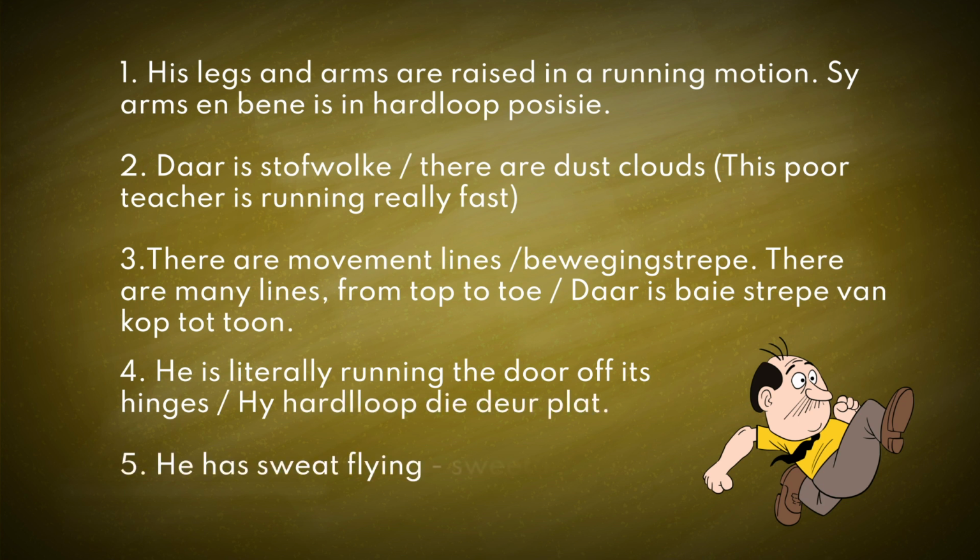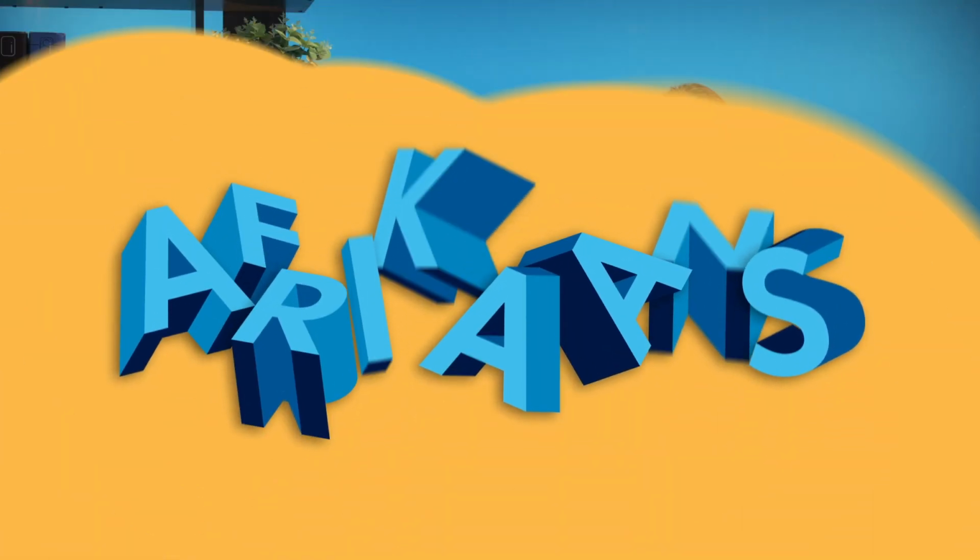Lastly, he has sweat flying, sweatdruppels wat vlieg. If the cartoonist used sounds in this cartoon, like swish or voom, they would have added klank na botsing. If we put all these elements together, which we do in a split second in our minds when reading the cartoon, we understand, or verstaan, the cartoon.